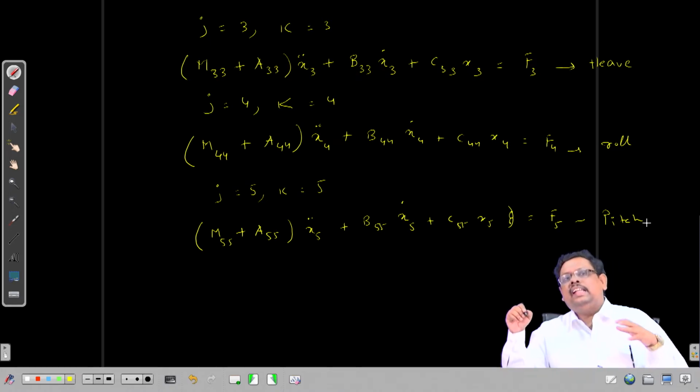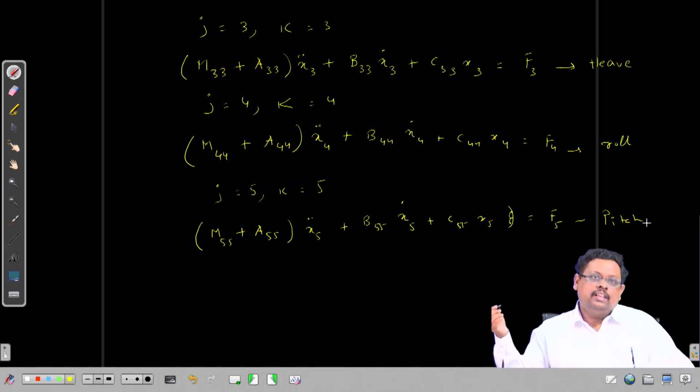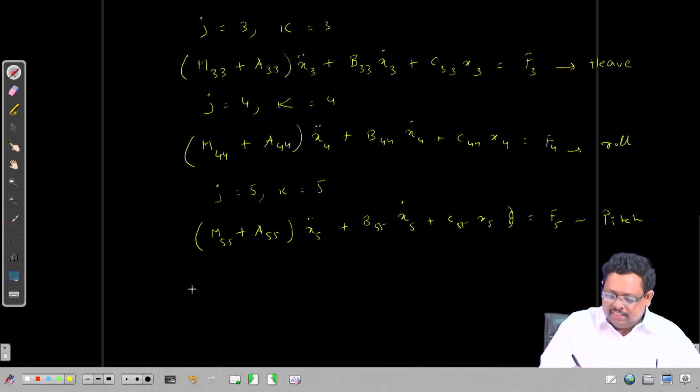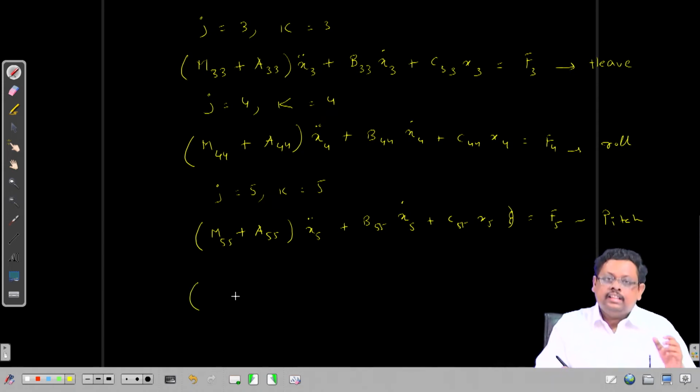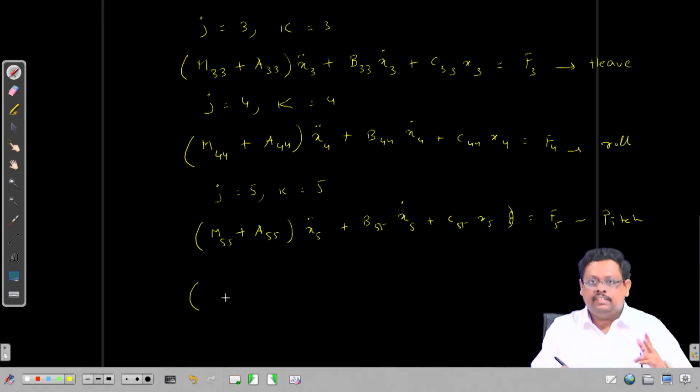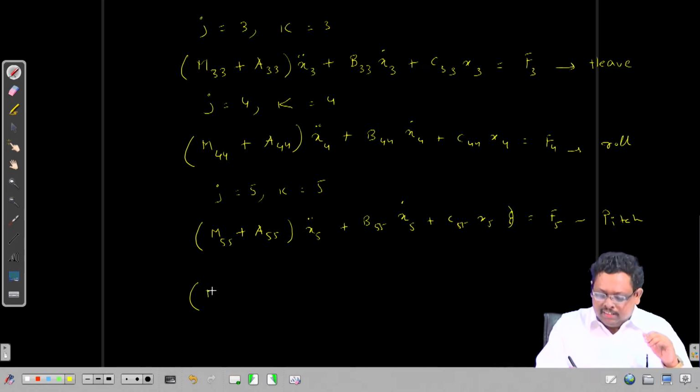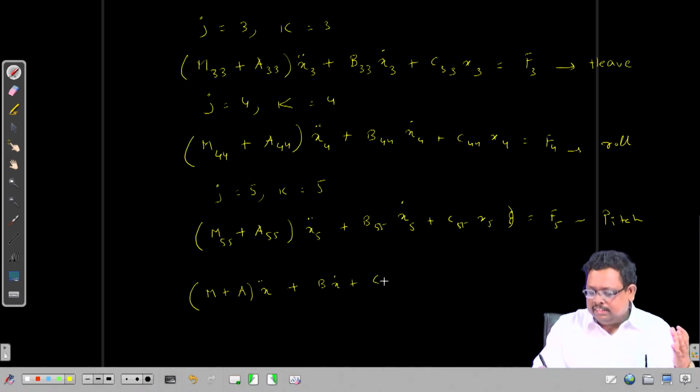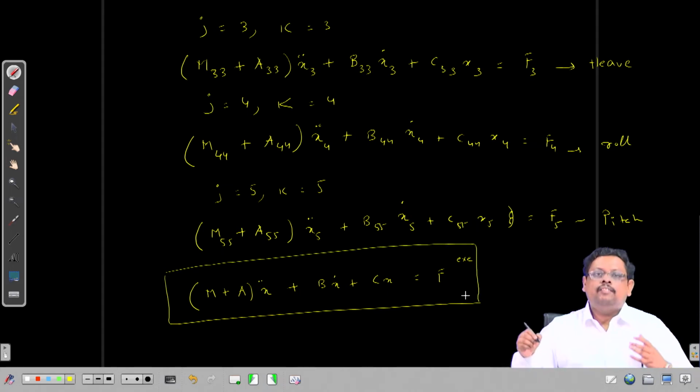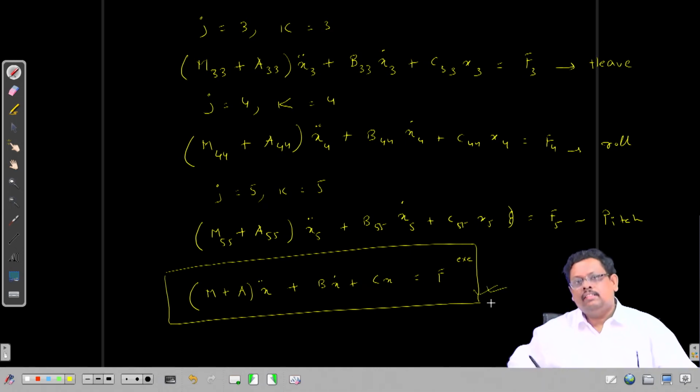Now, let us not use heave, roll and pitch in particular. If I omit these modes, then in general we can write the equation of motion in single degree of freedom. Here I am using single degree of freedom, that is why I am using J and K both the same: 3 for heave, 4 for roll and 5 for pitch. So, in general, we can call this the single degree of freedom equation of motion, and you can write it in this form. We are not going to write any subscripts, only the simple equation M plus A x double dot plus B x dot plus C x is equal to F, and we can call F the exciting force. Unless we do the coupled equation of motion, we are going with this simple expression of the equation of motion.